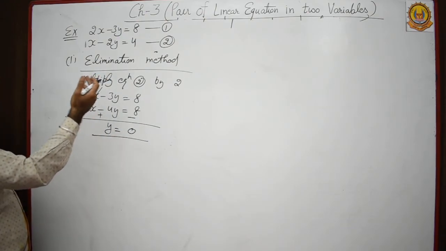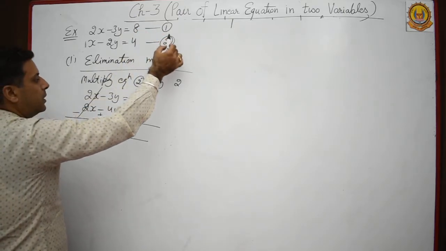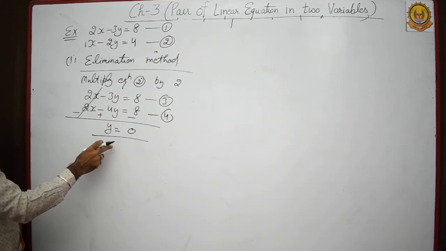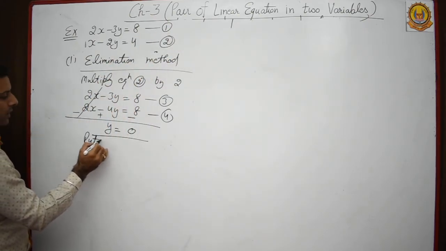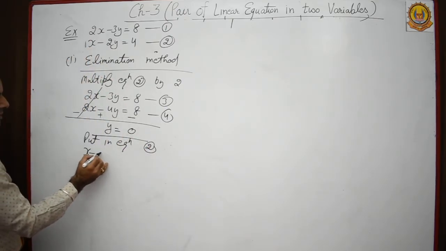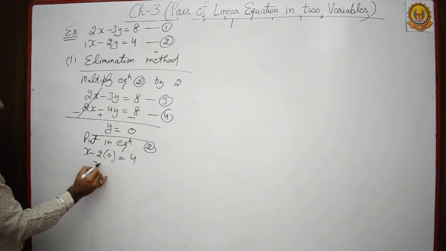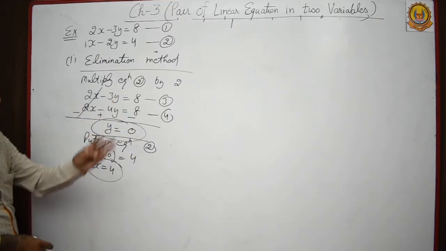So now I have to put the value of y in any equation. This is 1, 2, 3 or 4. In any equation you can put the value. Suppose I am putting y equal to 0 in equation number 2. So x minus 2 into 0 equal to 4. So 2 zeros are 0. So x equal to 4. So now the answer is verified by the graphical method.